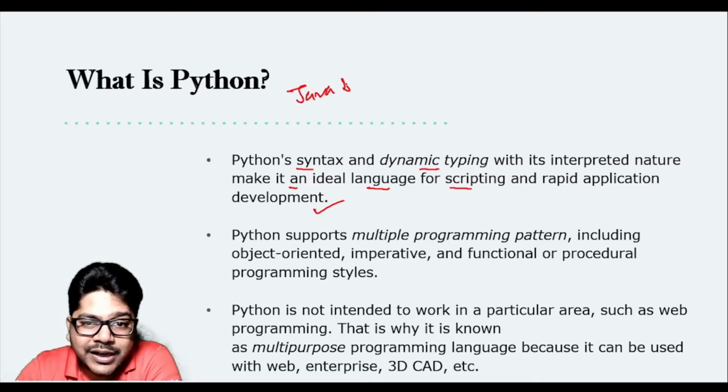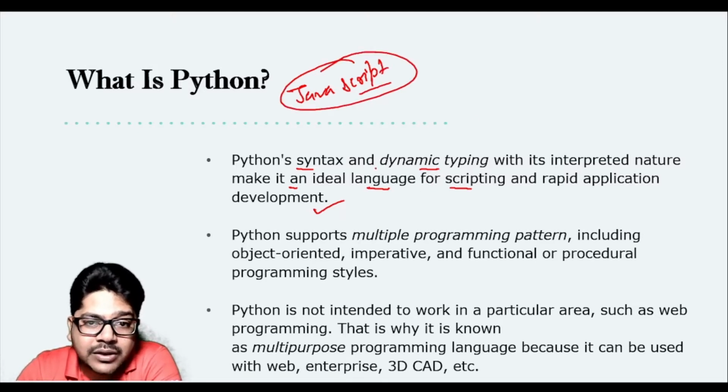The word script is there in the name of the language itself, JavaScript. So JavaScript is a scripting language. Similarly, Python is also an ideal language for scripting and rapid application development. And Python supports multiple programming patterns, including object-oriented, imperative, functional, or procedural programming style.